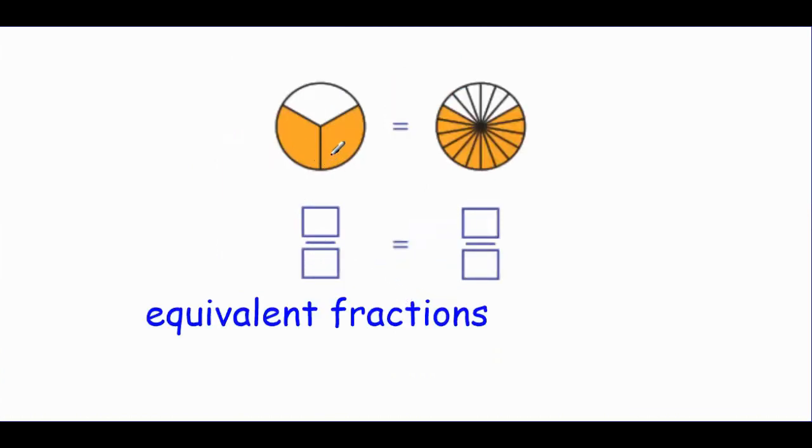Okay, let's have a look at this. This pizza is divided into 3 parts. I color 2. This pizza is divided into 1, 2, 3, 4, 5, 6. If you count, you'll find that they are divided into 18. How many are colored here? If you count them, you find that there are 12 parts colored. So 2/3 is the same as 12/18.